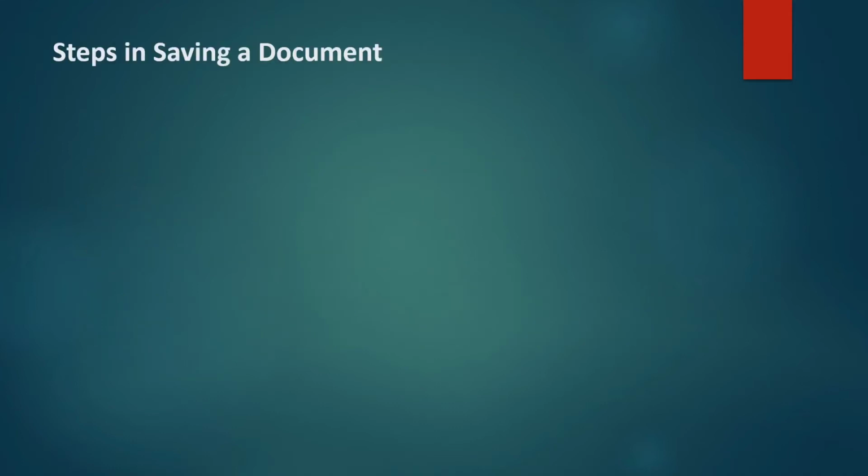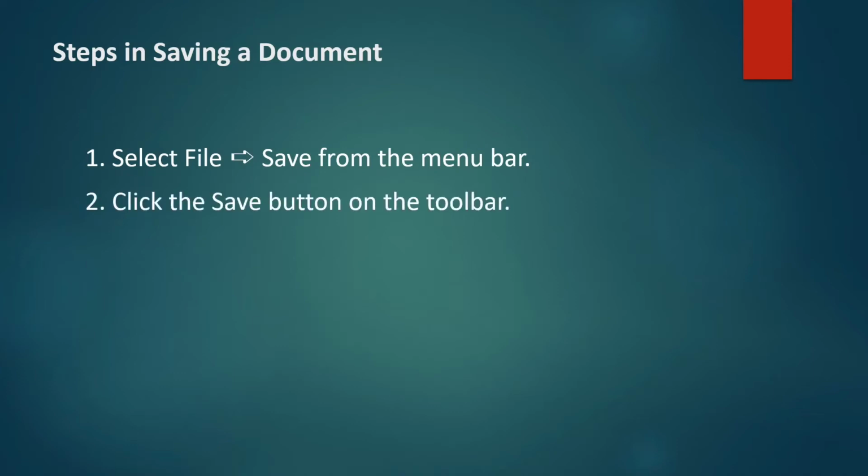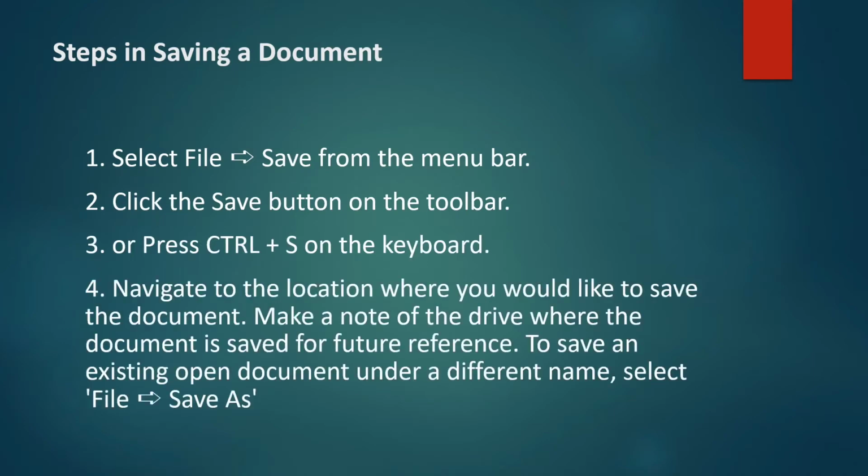Select the drive the file was saved on, choose the file, and click Open button. Steps in saving a document. Select File and then Save from the menu bar. Click the Save button on the toolbar or press Ctrl S on the keyboard. Navigate to the location where you would like to save the document. Make a note of the drive where the document is saved for future reference. To save an existing open document under a different name, select File, Save As.